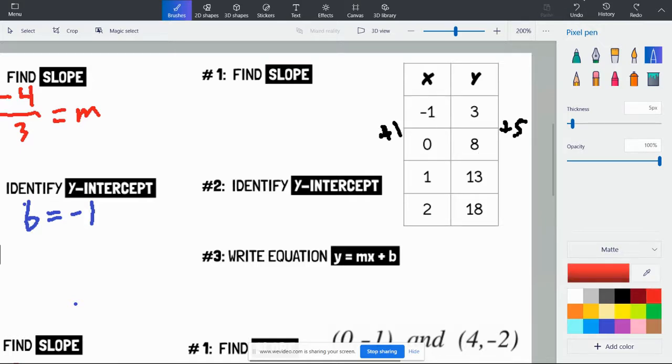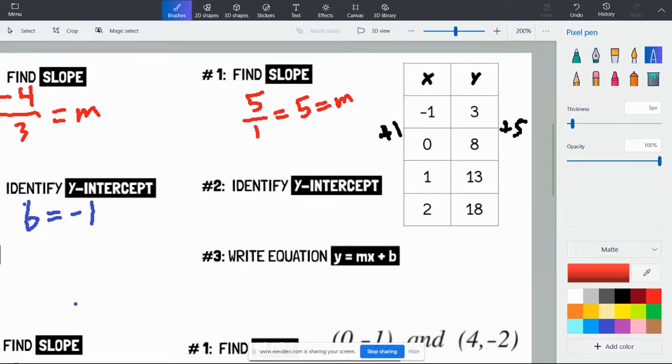Okay. Now all you're going to do is put your change in y, 5, over your change in x, 1. 5 divided by 1 equals 5, which is our slope, our m value. Remember, you don't have to put in 5 divided by 1.